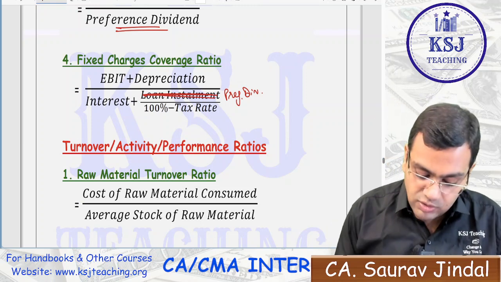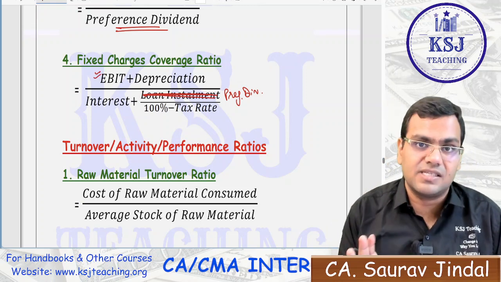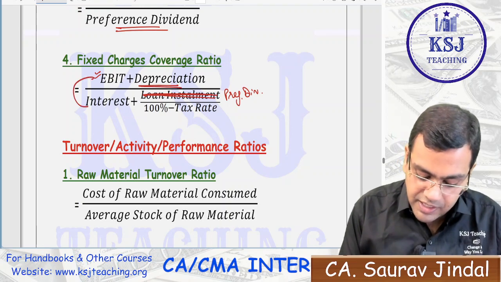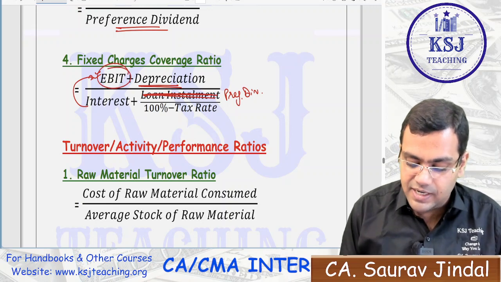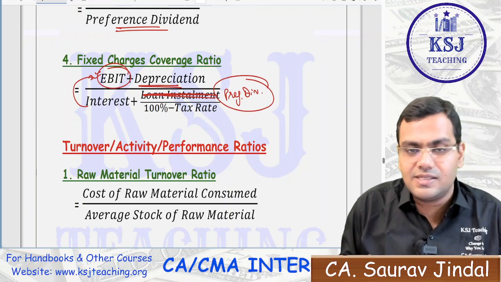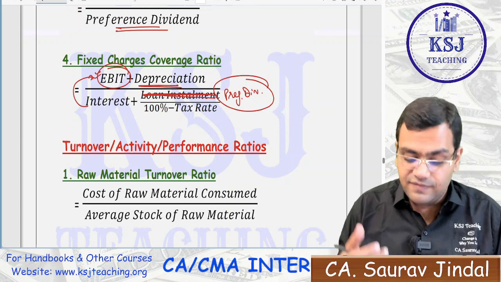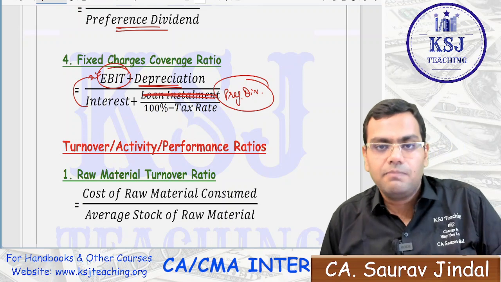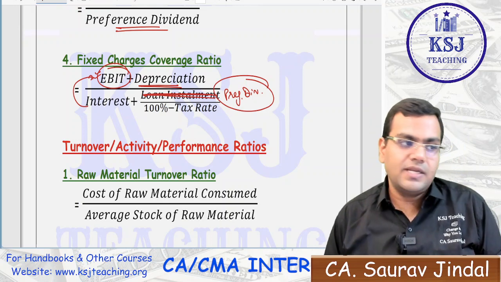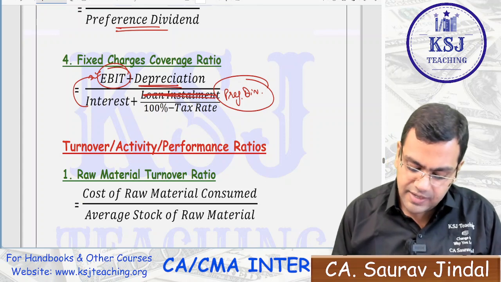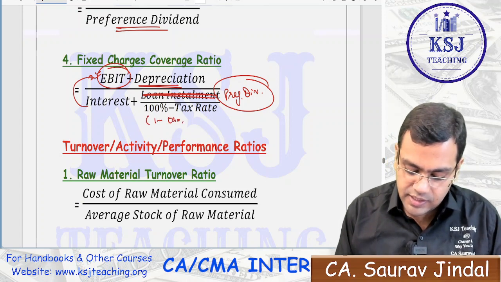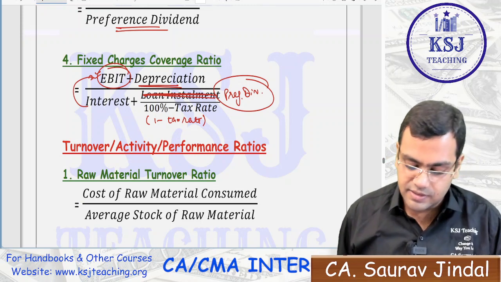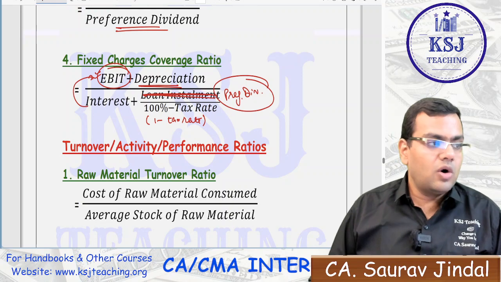We need to find out whether you have sufficient earnings from the business. EBIT plus depreciation, that is the non-cash expenses, because interest is to be paid from EBIT, and if we have sufficient EBIT, then there are chances that we will be able to pay the preference dividend, right? So EBIT plus the non-cash expenses divided by interest plus preference dividend by 100 minus tax rate, right? Or it can be written as 1 minus tax rate. It is one and the same thing. So these are all the coverage ratios.